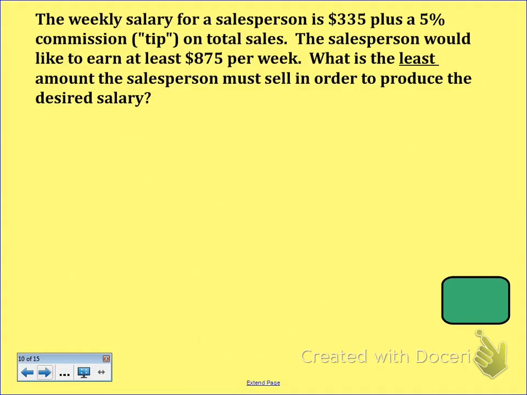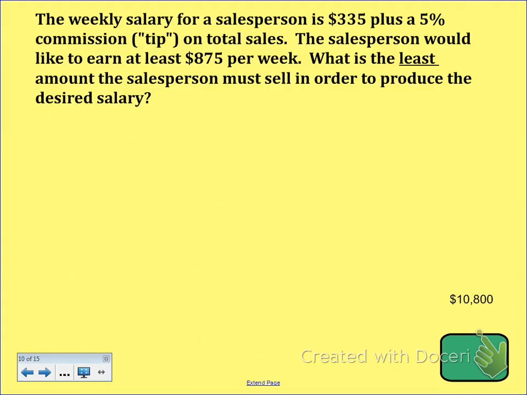Next question. The weekly salary for a salesperson is $335 plus a 5% commission or tip on total sales. The salesperson would like to earn at least $875 per week. What is the least amount the salesperson must sell in order to produce the desired salary? So again, try it on your own. See if you can come up with an equation and solve it. Your answer should be 10,800.